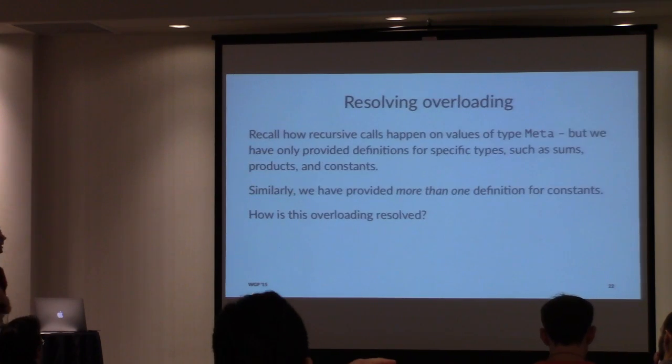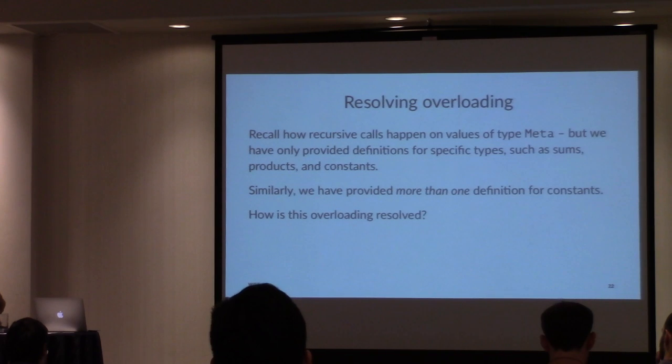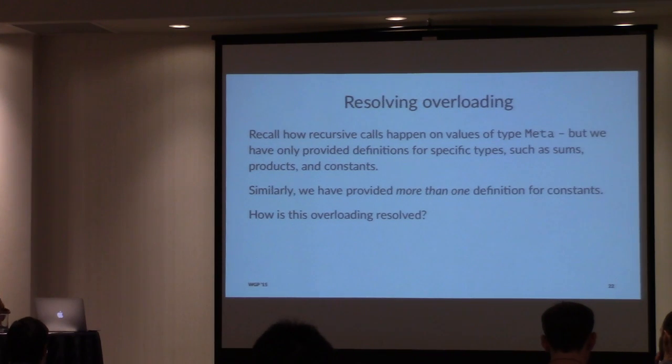Okay? So what about resolving this overloading? If you remember, in the product case, we were making recursive calls, and we were making recursive calls on values of type meta. But we only provide specific definitions for sums and products and constants and so forth. And we've provided more than one definition for constants. So somewhere there's some overloading being resolved, and how does that happen?